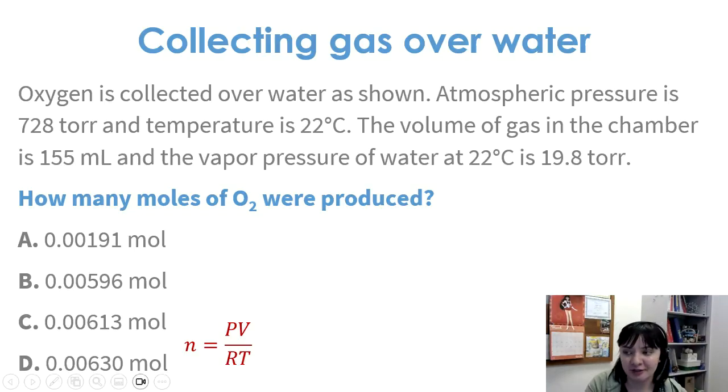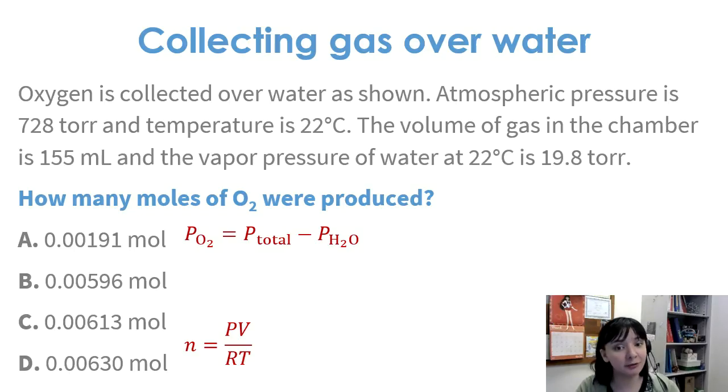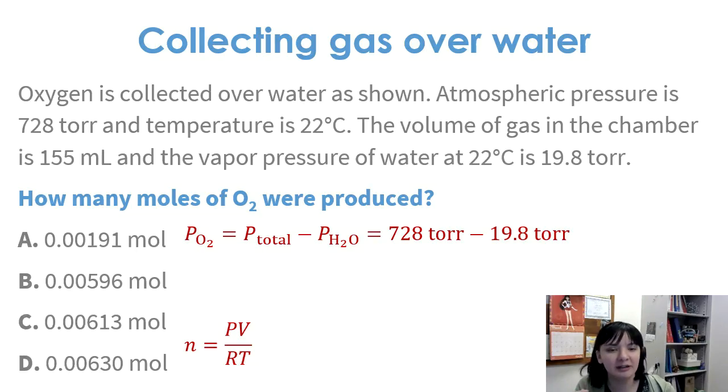And so the pressure of O2 alone should just be equal to the total pressure minus the vapor pressure of water. Now, the total pressure here is that atmospheric pressure, or 728 torr, and then the vapor pressure of water is 19.8 torr. Both of these are given to us, but we have to make that extra connection to know that the pressure of the O2 is just equal to the total or atmospheric pressure minus the vapor pressure of water. Solving for that, I got 708.2 torr, really just 708 torr, because our sig figs should just be to the ones place here.